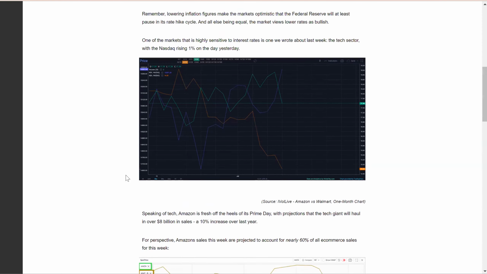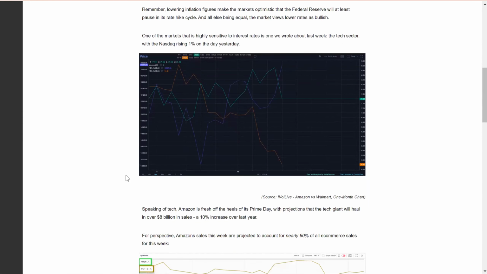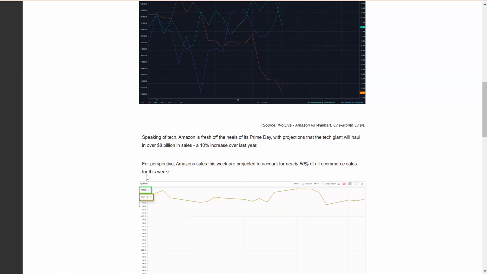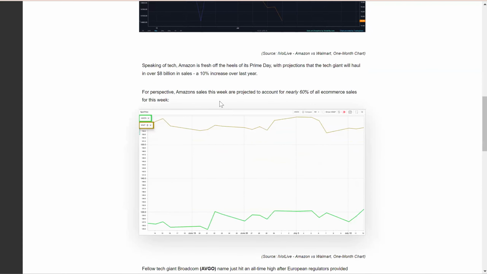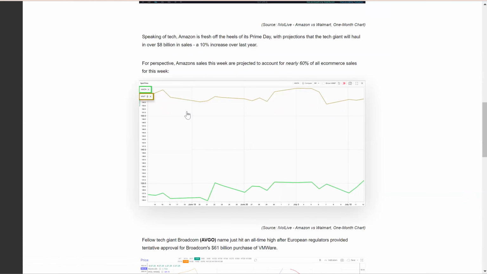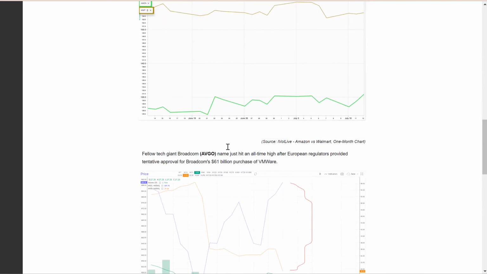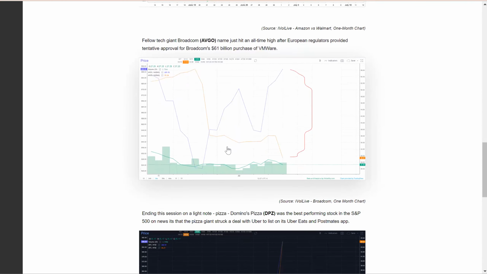And so in this case, in our most recent piece, we were tracking Amazon, fresh off of Prime Day, which was a massive day and really week for Amazon, so we highlighted that it accounted for nearly 60% of all e-commerce sales. Here we have a chart, Amazon versus Walmart, which is really neat, that we pulled from Ivo Live.